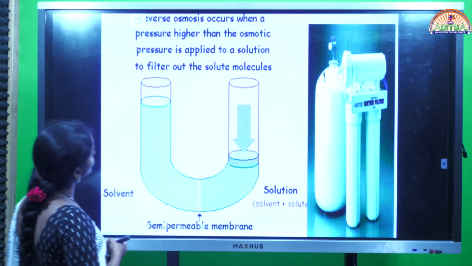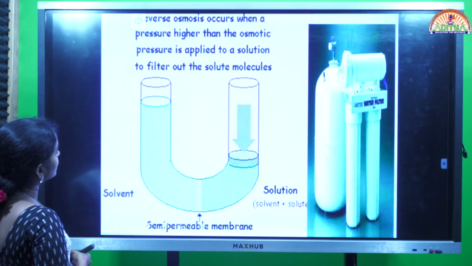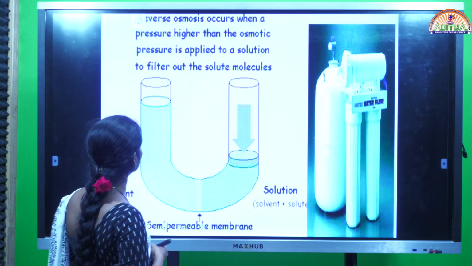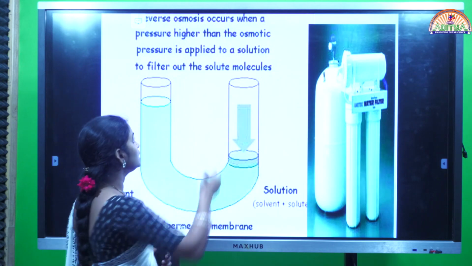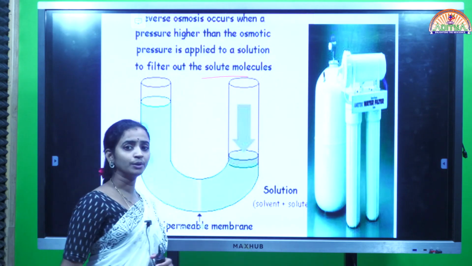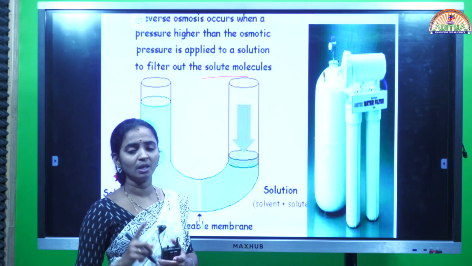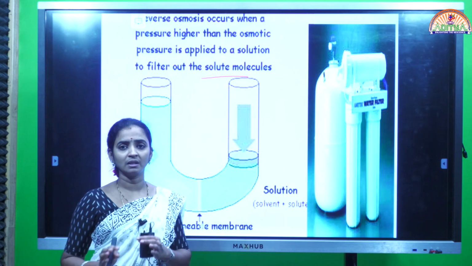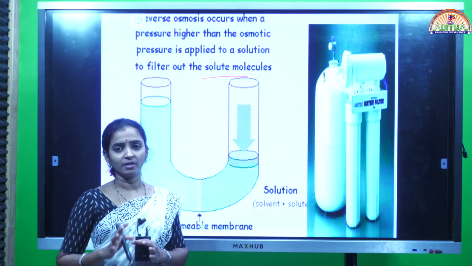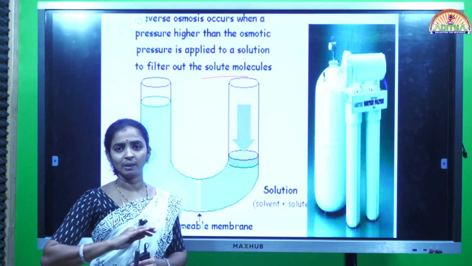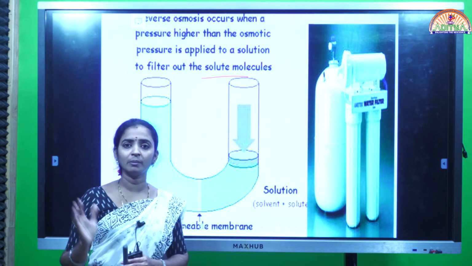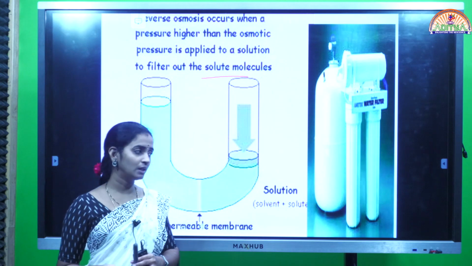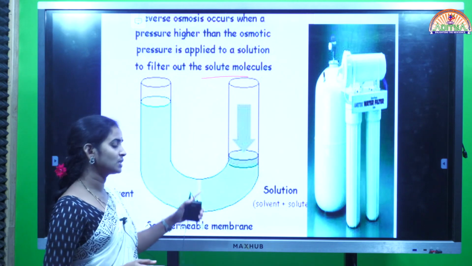What is meant by reverse osmosis? Reverse osmosis occurs when a pressure higher than the osmotic pressure is applied to a solution to filter out the solute molecules. Solute molecules means whatever microbes, ions, heavy metals are present in normal potable water. From that potable water, all the solute matter will be removed, and only the purified water we want to collect. So how can you collect it? By the reverse osmosis process.